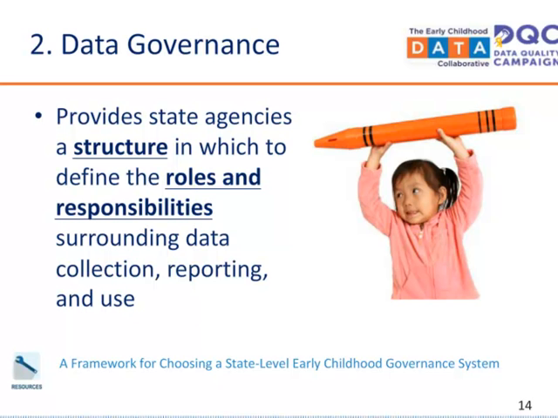The second area we're going to talk about today is data governance, which provides state agencies with a structure in which to define the roles and responsibilities surrounding data collection, reporting, and use. Data governance creates accountability for data quality and security. It builds relationships, trust, and a commitment to a common goal, which is supporting all children in their early years. Data governance also breaks down silos across programs and agencies, which Carlise mentioned a little bit earlier, that many agencies are siloed, and data governance can help bring people together. A framework for choosing state-level early childhood governance systems is a resource from the BUILD initiative.